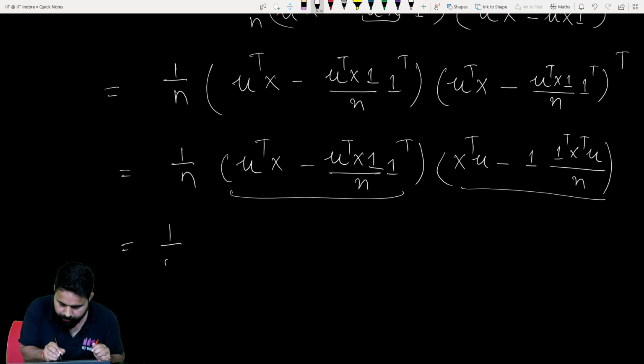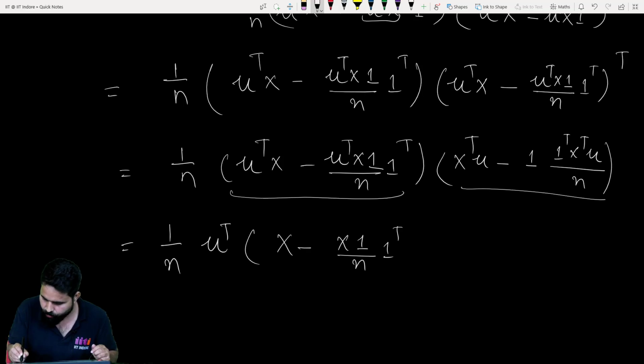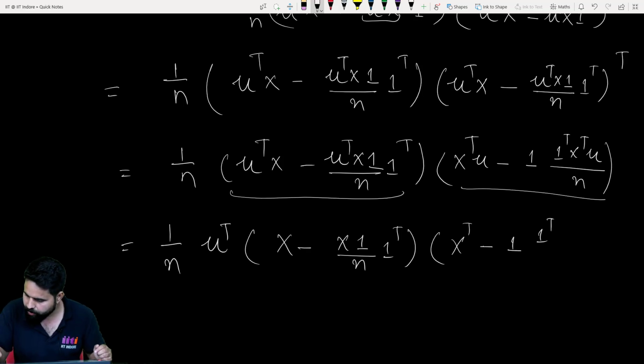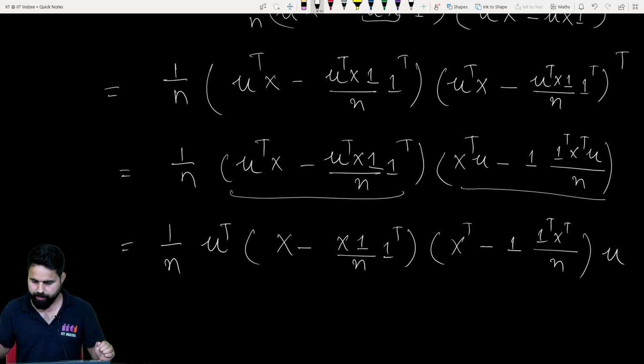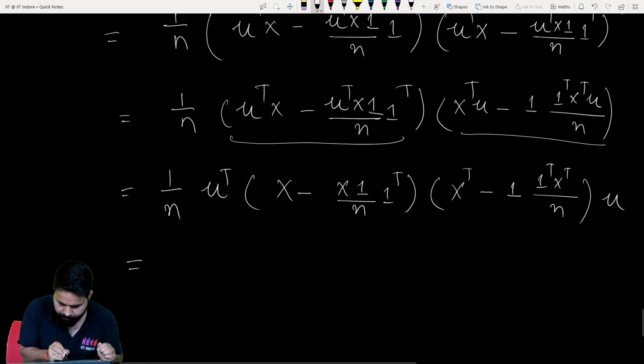So this will be equal to 1 divided by n, u transpose, then x minus x times the all-ones vector divided by n, then 1 transpose. This will be x transpose times the 1 vector, then 1 transpose x transpose divided by n, and I am taking this u outside towards the right. Okay, very good. Now let me again simplify a bit.